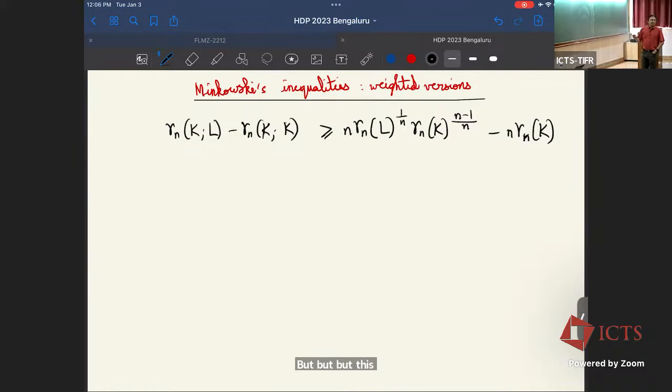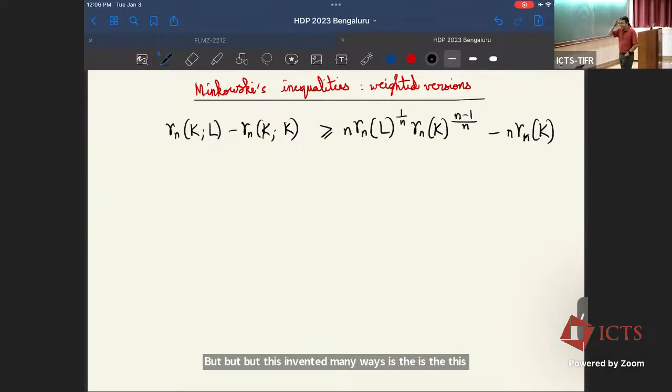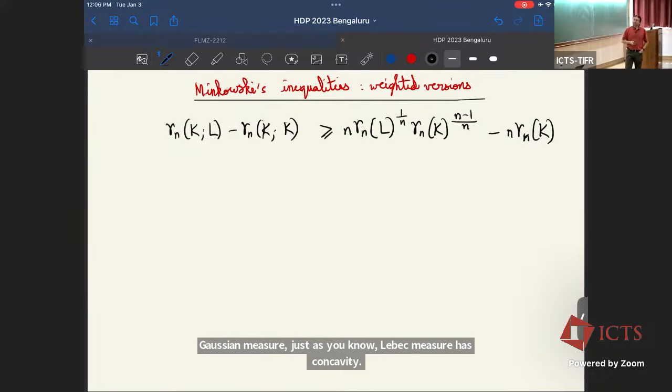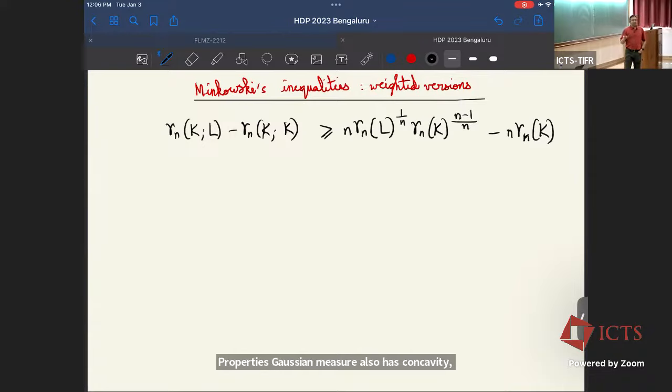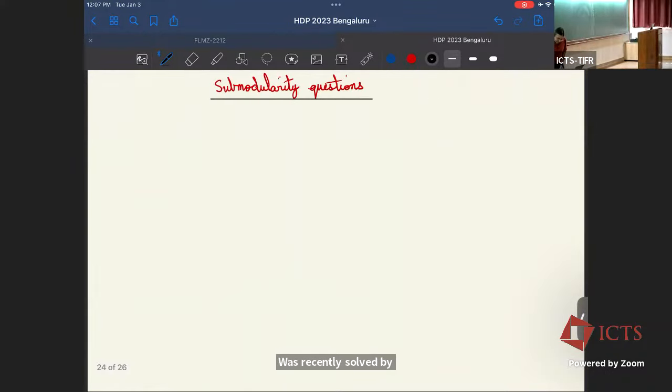But this in many ways is the best you can get. The way that you show this is to use the concavity properties of the Gaussian measure, just as Lebesgue measure has concavity properties. Gaussian measure also has concavity properties, and these are not obvious actually. One of them is that Gaussian measure also satisfies an inequality similar to the Brunn-Minkowski inequality for symmetric convex sets, which was a conjecture of Gardner and Zvavitch for many years until it was recently solved by Eskenazis and Moschidis.